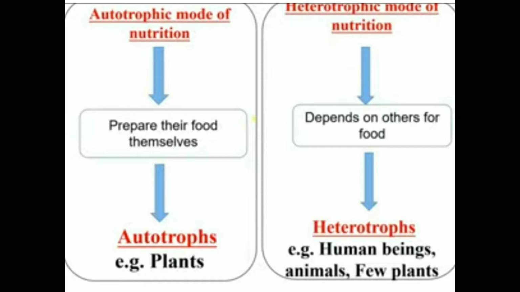Heterotrophic mode of nutrition is one in which organisms depend on others for food. Such organisms are called heterotrophs. The examples are human beings, animals, and a few plants. Yes, human beings are also heterotrophs because we depend on plants and animals for our food.